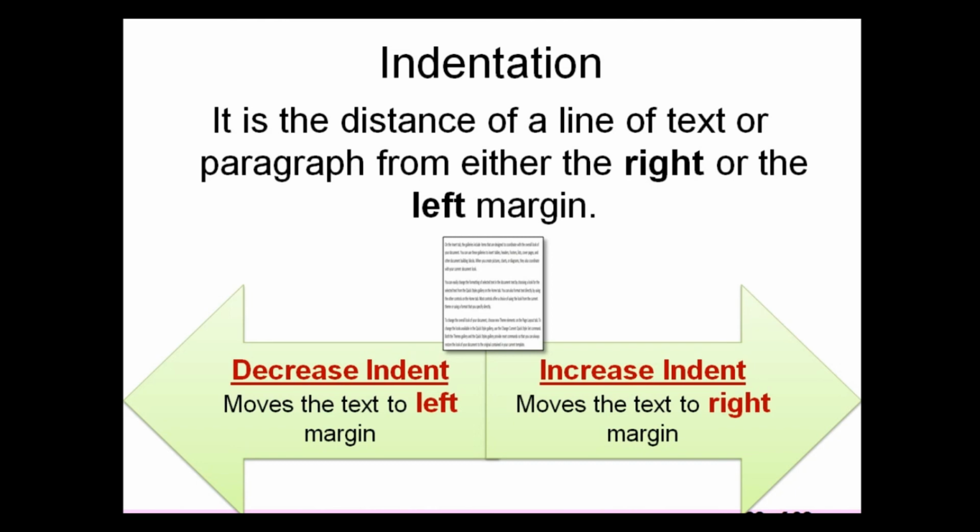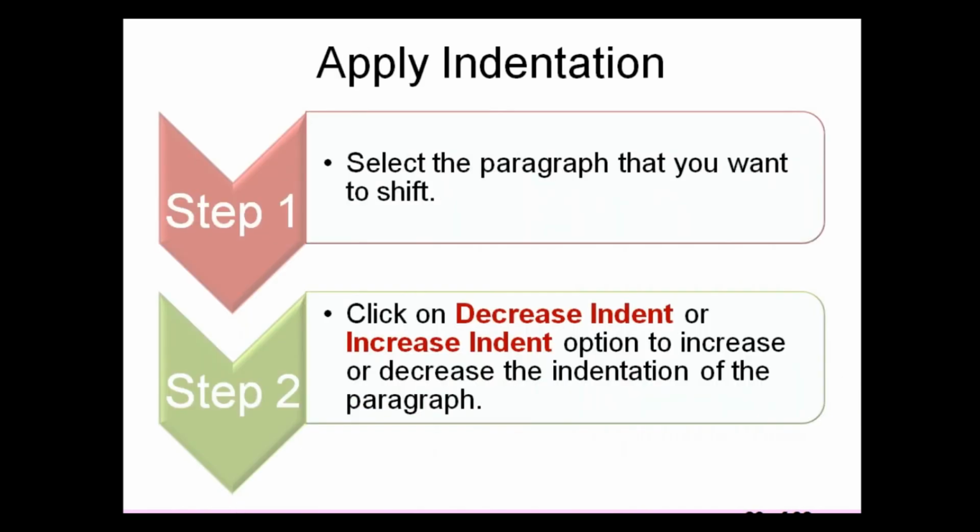So we have two options in indentation: decrease indent and increase indent. Okay. By using decrease indent, you can move the text to the left margin, and by using increase indent, you can move the text to the right margin. Okay. How can you apply indentation in your document? Step 1, select the paragraph that you want to shift. Step 2, click on the decrease indent or increase indent option to decrease or increase the indentation of the paragraph.